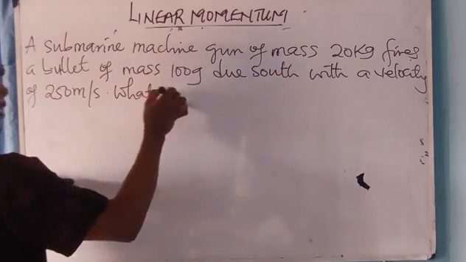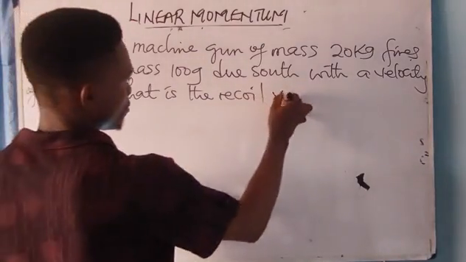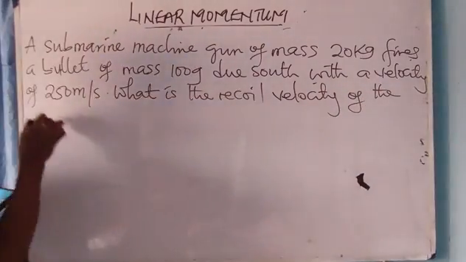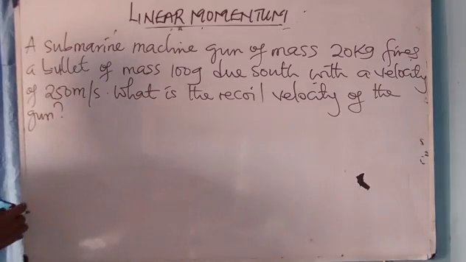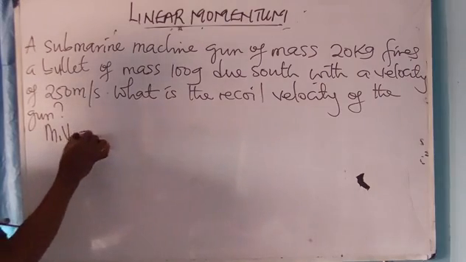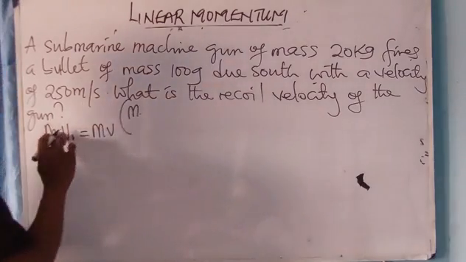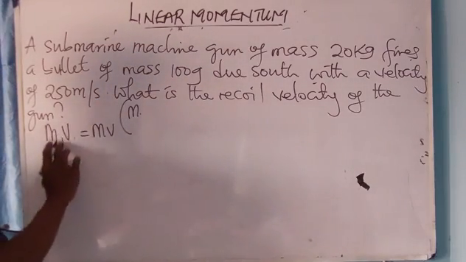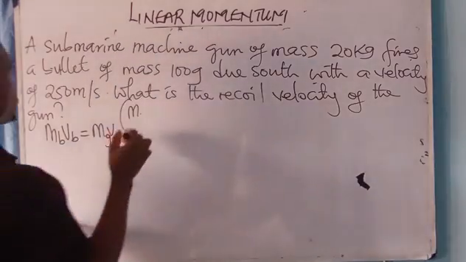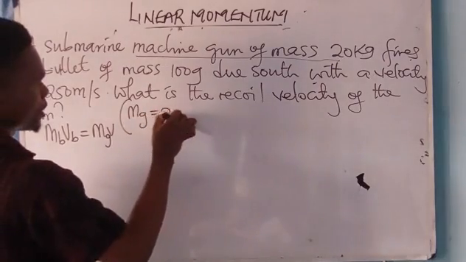What is the recoil velocity of the gun? Don't forget, I gave us that M1 V1 equals M2 V2. From the question, we have the mass of the bullet, velocity of the bullet, mass of the gun, and the recoil velocity. So the mass of the machine gun is 20 kg.